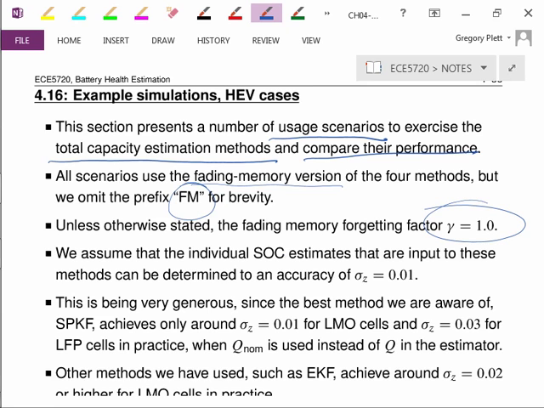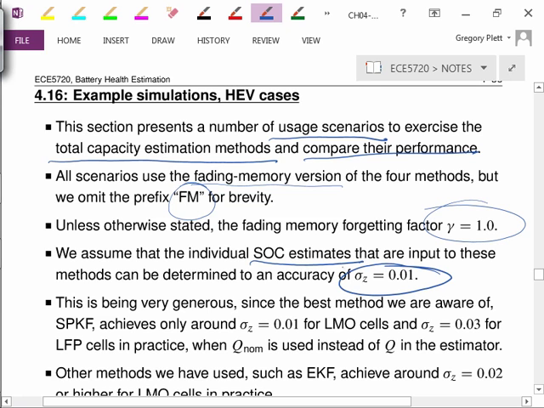We are going to use simulation for reasons we'll talk about a little bit, but we need to then come up with reasonable assumptions for the noises in our system. We are going to assume that the individual SOC estimates can be determined to an accuracy of sigma z of 1%. So one standard deviation is 1%. And that's for every SOC estimate. So when I need two of them to compute a difference, I'm going to have 2 times that inaccuracy.